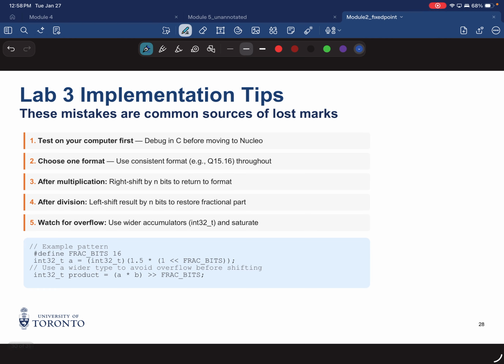Then, just before we finish, in Lab 3, we strongly suggest that you try the fixed point and the floating point on your computer, okay. Don't load your code on the board and try it there first. First, try it on your computer, get everything done on the computer, and then go. And watch for overflow, as we said.